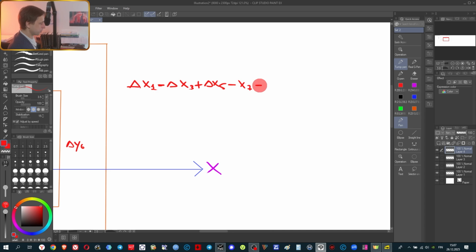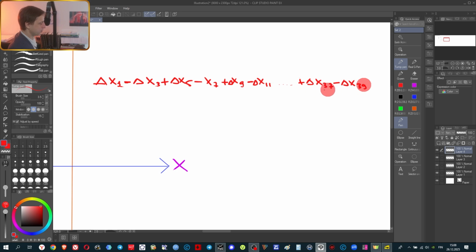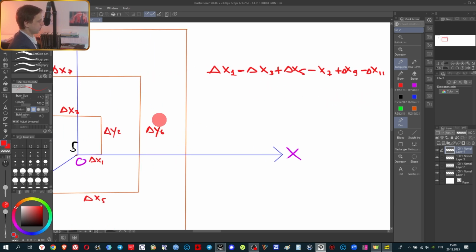If we continue this pattern, it will be plus delta x9 minus delta x11 and so on. When will we have to finish? You see, we go along odd numbers, and the final distance is delta 40. As you can see here, the last two numbers should be plus delta x37 minus delta x39, obviously, and probably the last distance will be like this, vertical.